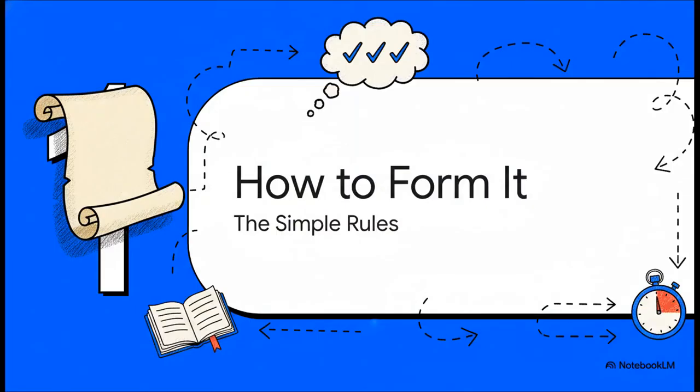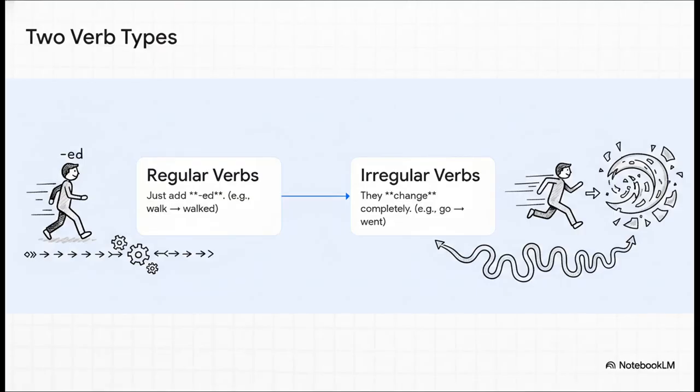So, how do we actually do it? Well, the good news is the rules are way simpler than you probably think, especially once you see them laid out nice and clear. Basically, when a verb goes into the past, it can take one of two paths. For most verbs, the regular ones, it's super easy. You just stick an ed on the end. So, walk becomes walked. Simple, right?